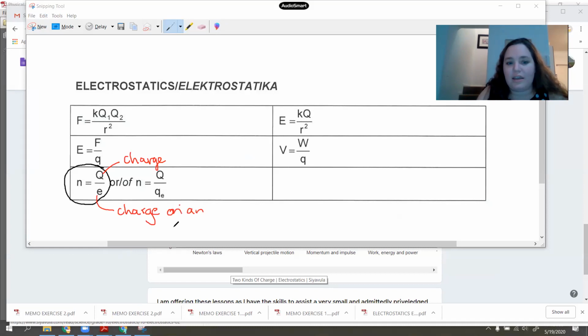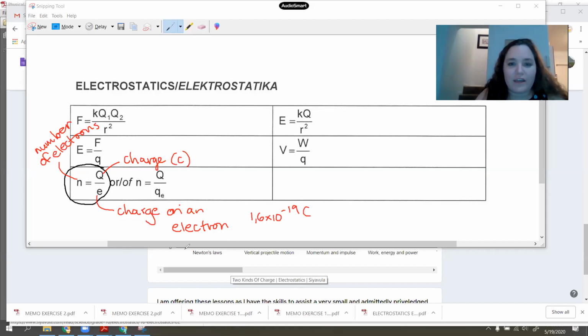Charge on an electron, and N over here is the number of electrons. So N is how many electrons we've got, Q is the charge in coulombs, and E is the charge on each electron, which is given as 1.6 times 10 to the minus 19 coulombs.